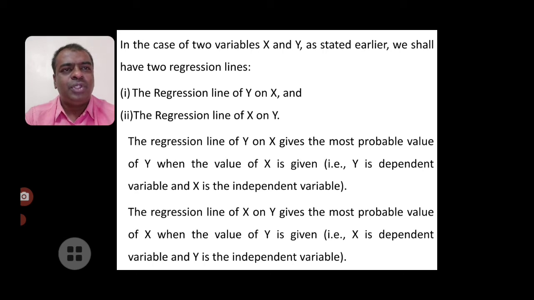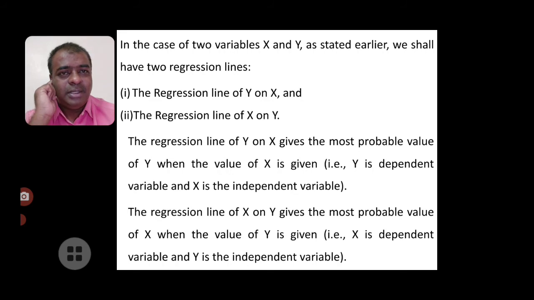In case of two variables, x and y, as stated earlier, we shall have two regression lines. The regression line of y on x and the regression line of x on y. The regression line of y on x gives the most probable value of y when the value of x is given. Therefore, y is dependent, x is independent. If you take the regression line of x on y, x will be dependent, y will be independent.